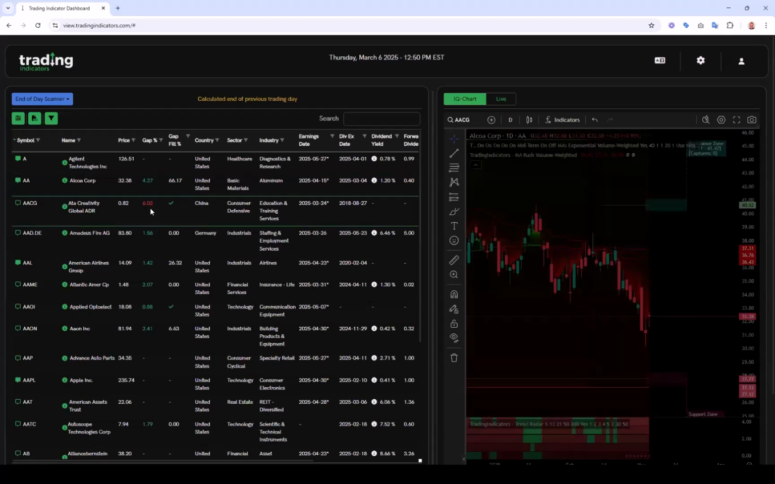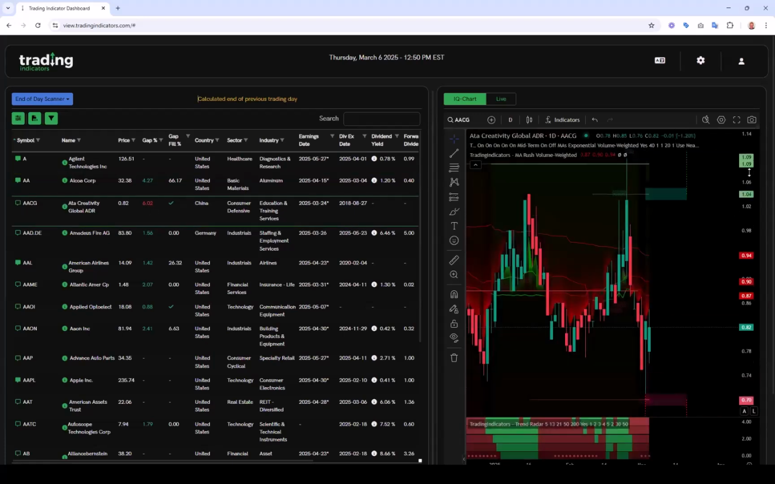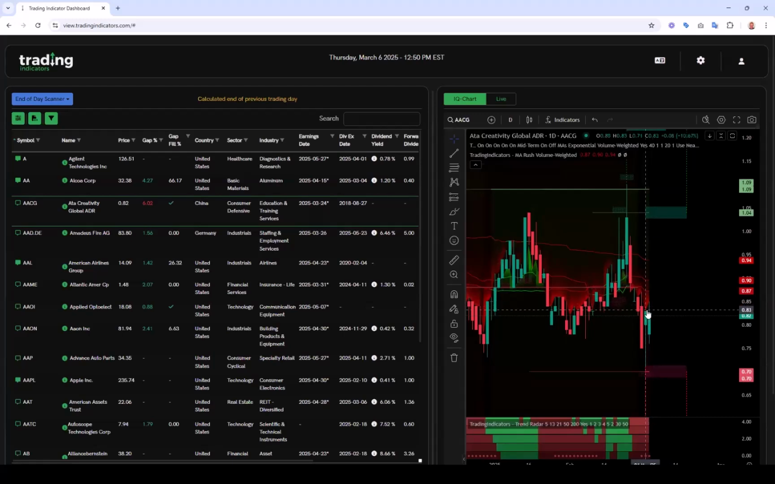So look at this one here. What happened here? We closed on this candle here at 0.83, which is a very cheap stock. And then we opened the next day at 0.78. So this is what you can scan for now with these gaps.